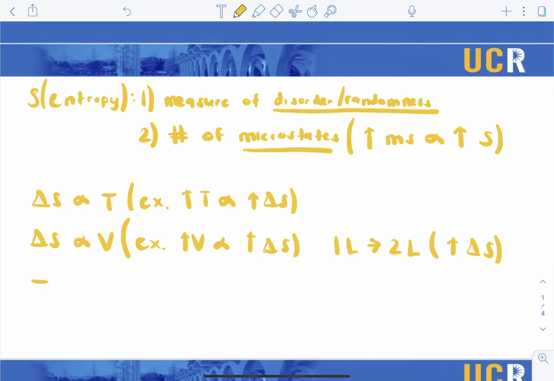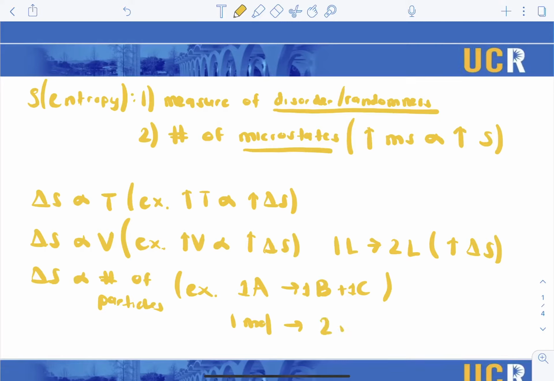And the last one is that delta S is always proportional to the number of particles. An example of this is, let's say you have A goes to B plus C. You can see there's 1 mole of A, 1 mole of B, and 1 mole of C. From this reaction, we go from 1 mole on the reactants side to 2 moles on the right. So we increase the number of particles from 1 to 2. Therefore, this has to have an increase in entropy.